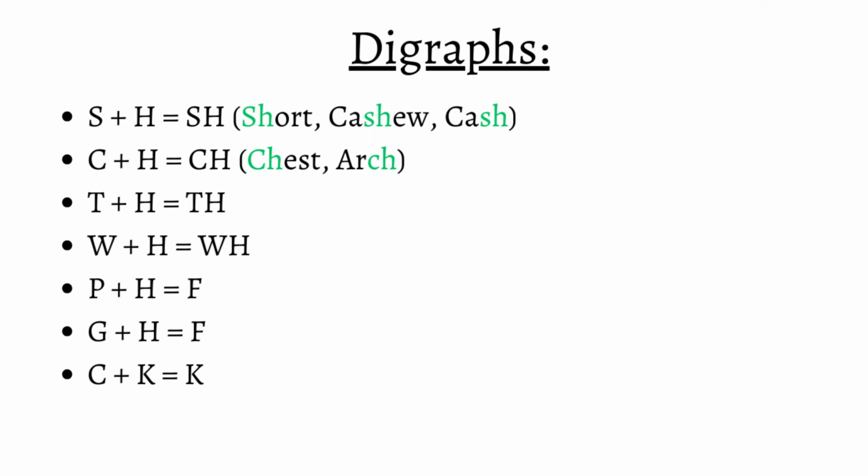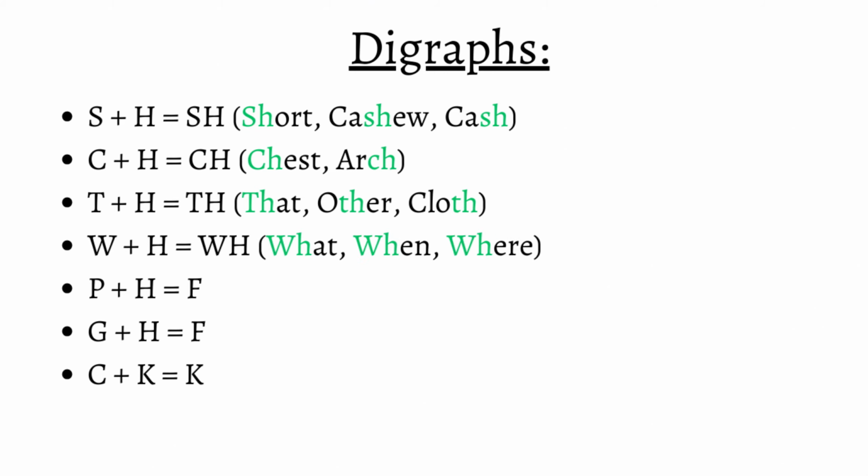Chest and arch have the ch sound. That, other, and cloth all have the th sound. W and H, making a w sound, are mainly used at the beginning of words, like question words: what, when, and where. P and H tend to make a f sound, like in the words photo, graphic, and graph.